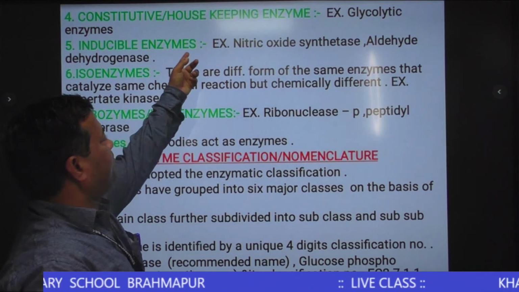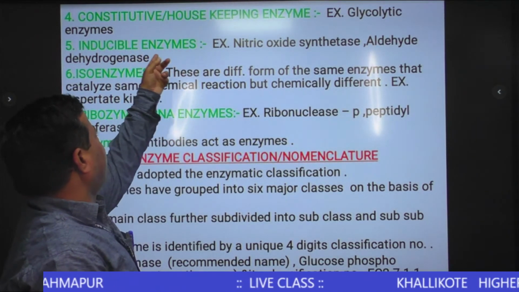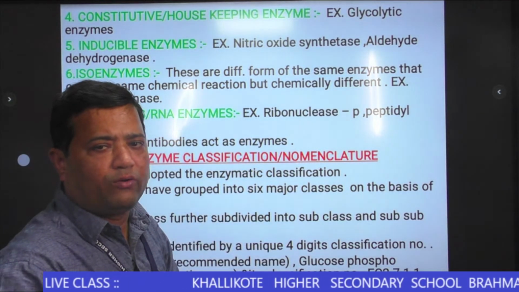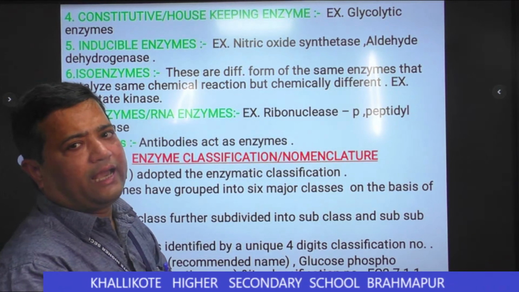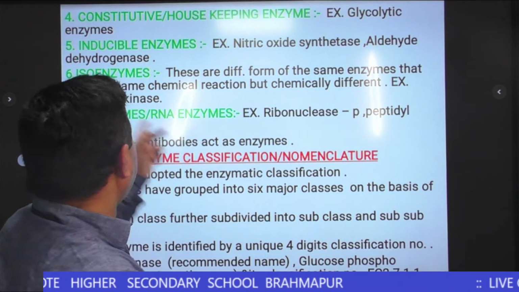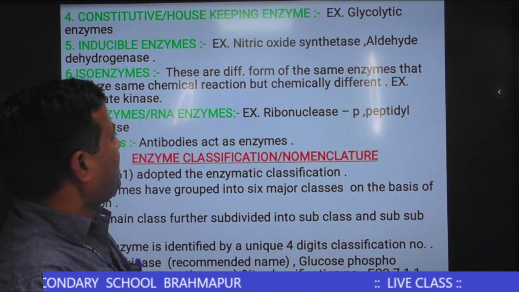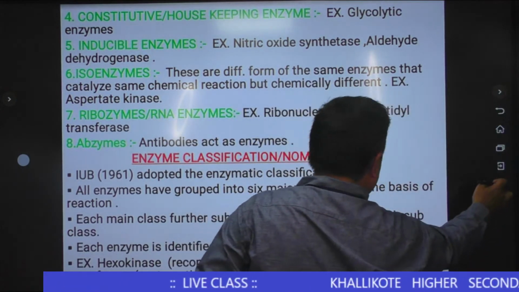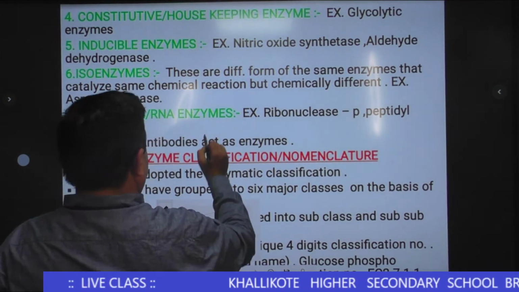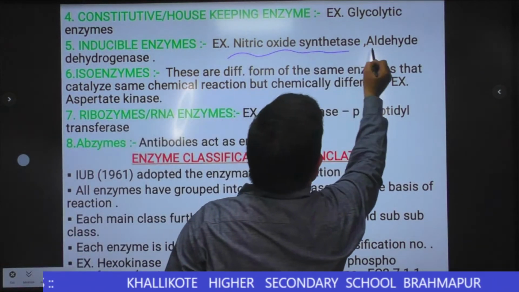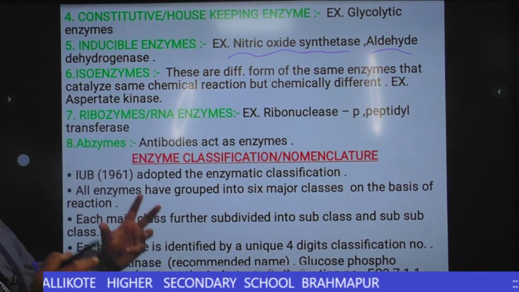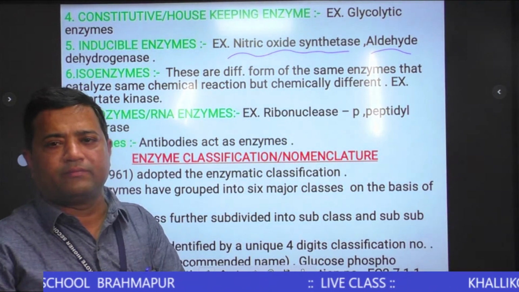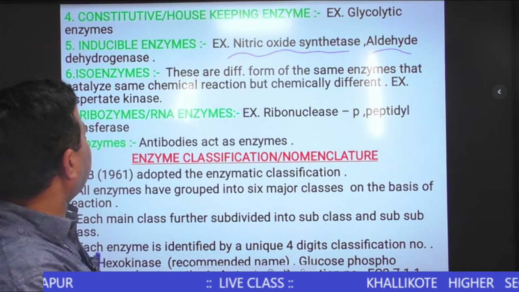Then the fifth type is inducible enzyme. Those enzymes are not always required, but when they are needed, they can be synthesized in the cell. Such enzymes are called inducible enzymes, like nitric oxide synthetase and aldehyde dehydrogenase. Means they can be synthesized when they are needed.